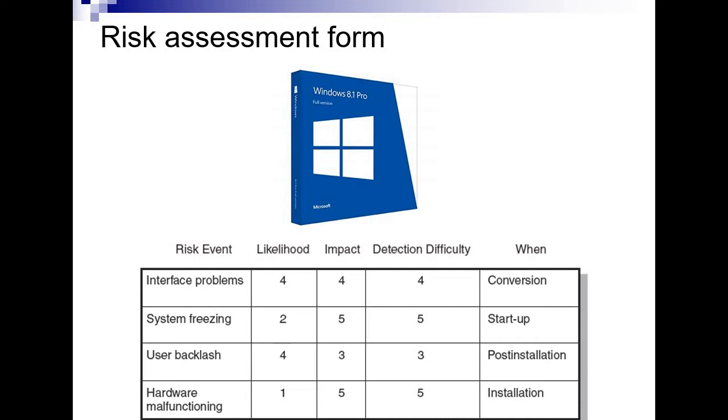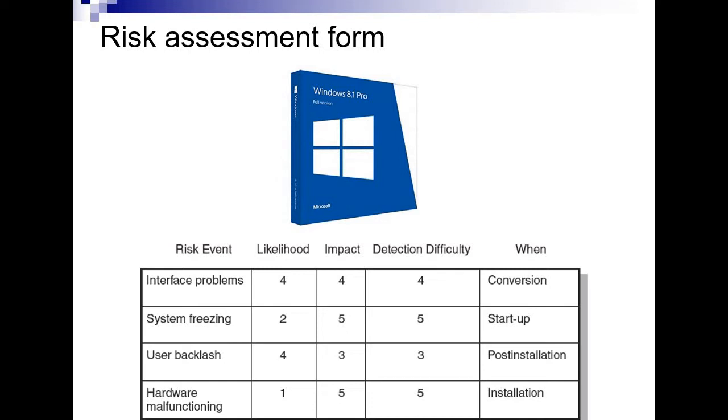So if you see, interface problems being one of the risk events, the likelihood is 4. It all depends on the hardware of the system, because Microsoft feels that the hardware of the system plays an important role in the interface problems. So impact is also 4, but then the detection difficulty level is also 4. Generally this happens when the conversion is done from 7 to 8.